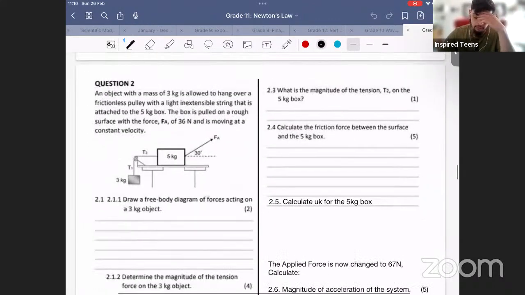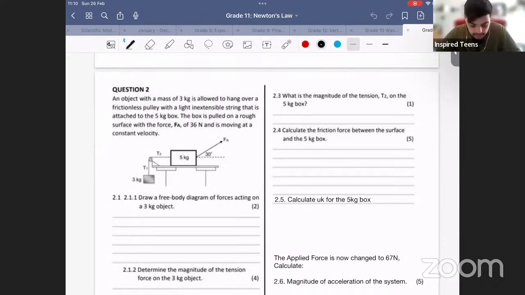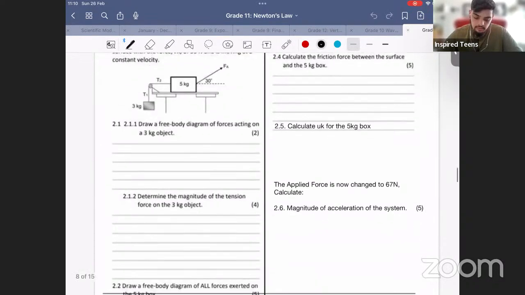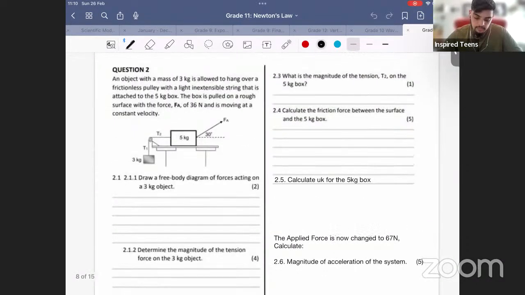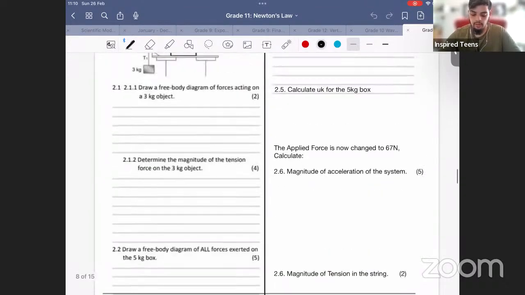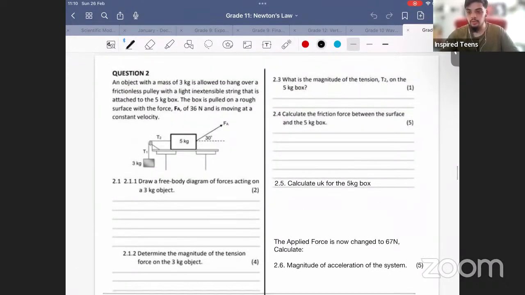Okay, today we're going to be doing a question. We're going to be practicing Newton's first law and Newton's second law in one question. Technically like two questions, but just one diagram.